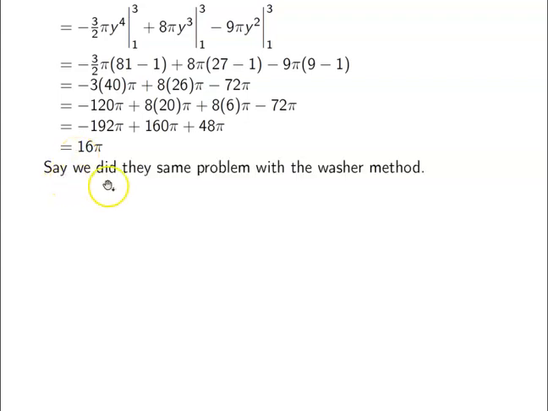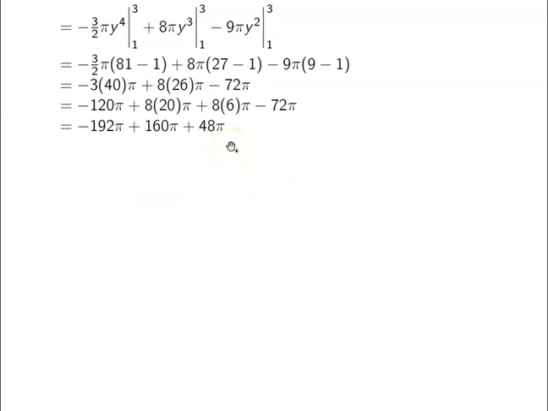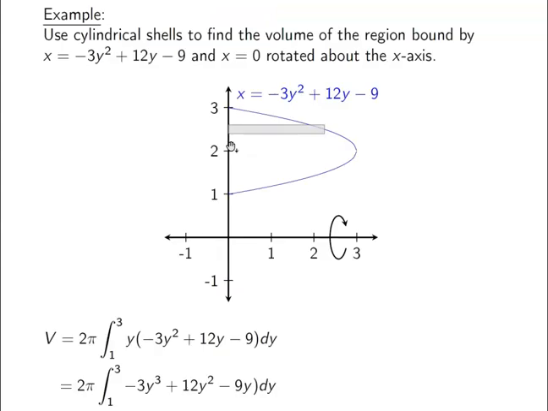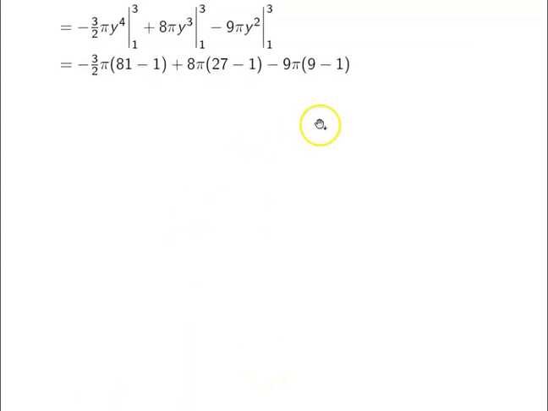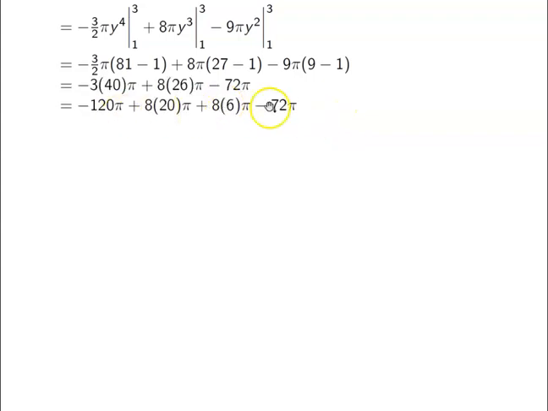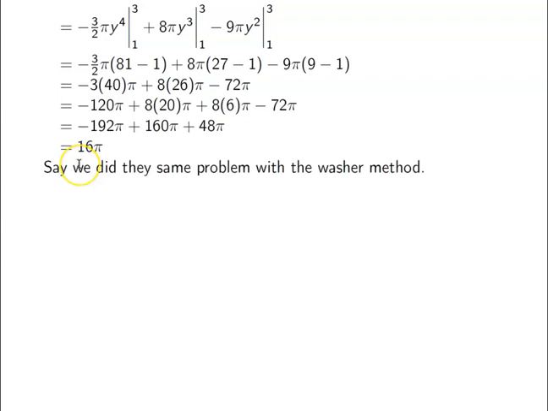So say we did the same problem that we just did through cylindrical shells right here, but with the washer method. So again, this is pretty straightforward. There are some bigger numbers, but we just did it with arithmetic. We could have just gone straight here and used a calculator, I guess, and kept it in terms of pi instead of doing the mental gymnastics. But let's go ahead and do this with the washer.